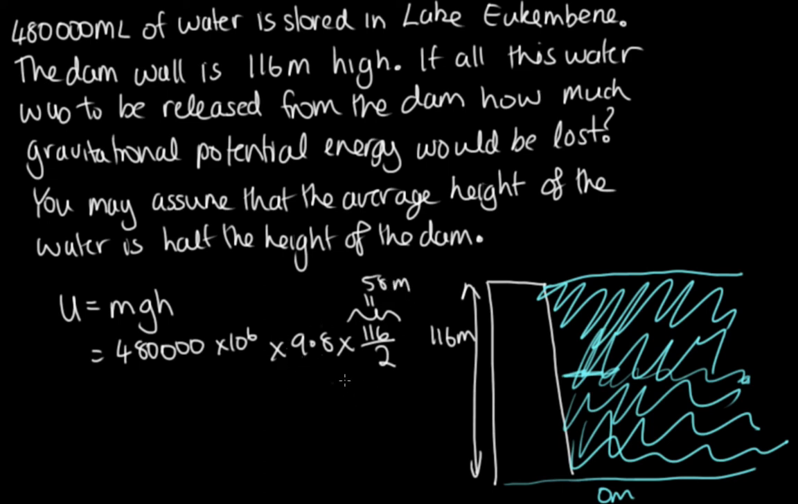So we can type all this into the calculator. When we do that, we get 2.73 times 10 to the 14 joules. So an awful lot of energy would be released if all this water was allowed out through the dam.